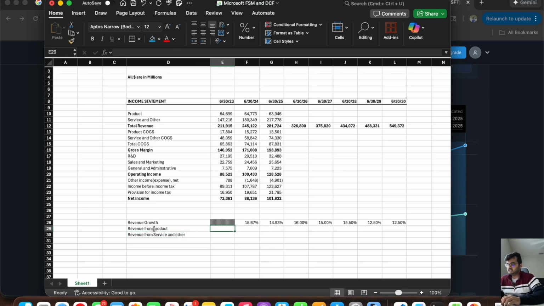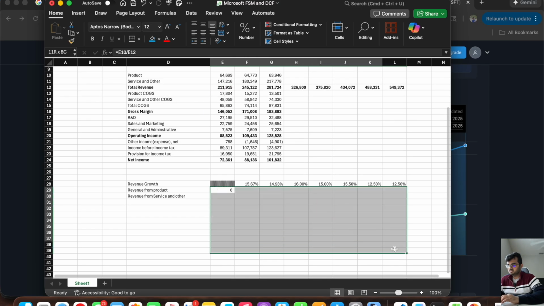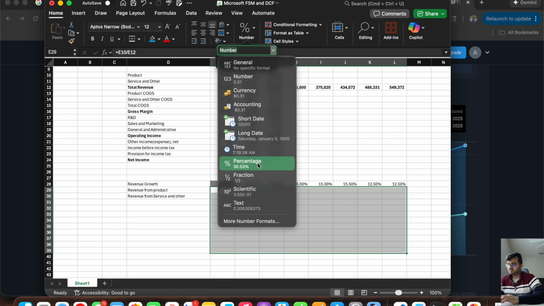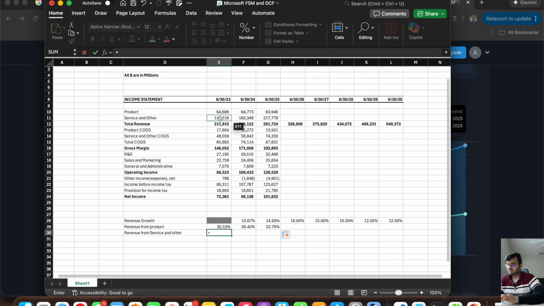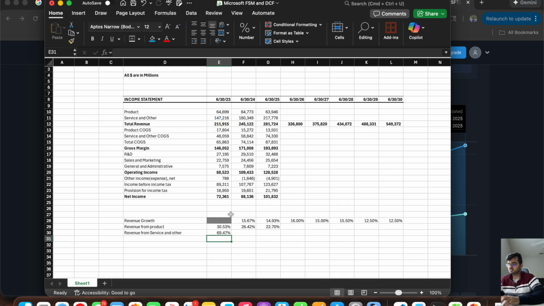So first what I'll do is try to understand how much the product segment has contributed to Microsoft's total revenue. So I'll just divide these two numbers. I will further do some more percentages, so I'll better put it as a percentage here. And I will see what the numbers are for last years. Similarly, I will try to understand what is the service and others contribution to total revenue.